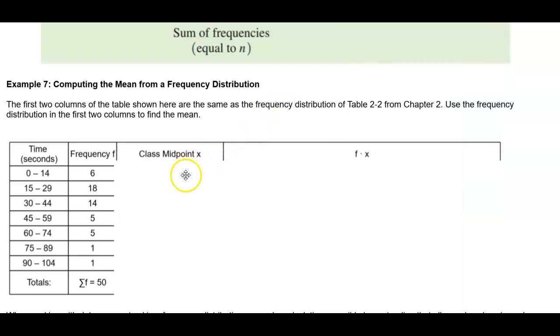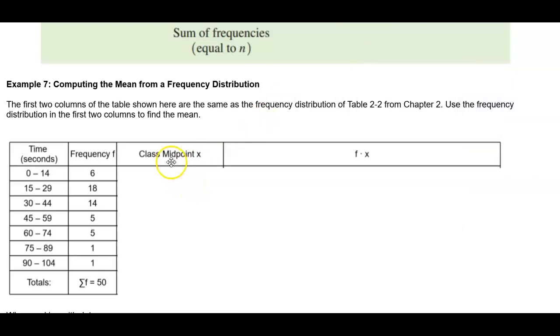Okay, so now what we're going to do is the following. We're going to have to find the class midpoint, and that represents x. And the value of f is from this column. And then in this column, we're going to take the frequency f and multiply it by the class midpoint. So let's take a look at the first row. In order to find the class midpoint, we need to take the lower limit and the upper limit of the class, add them together, and divide by 2. So 0 plus 14 is 14 divided by 2 gives us a midpoint of 7.0.